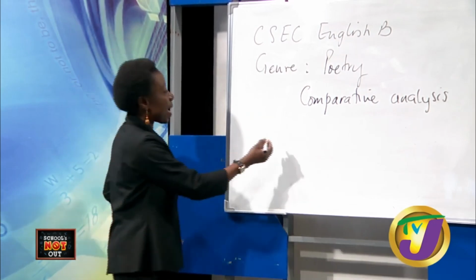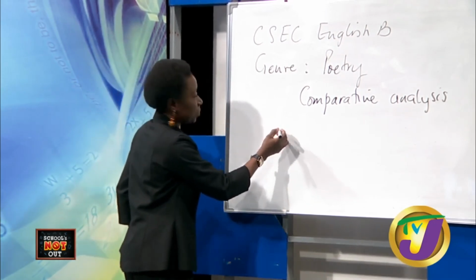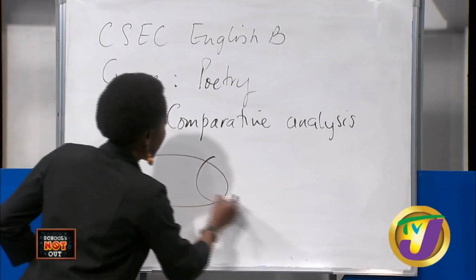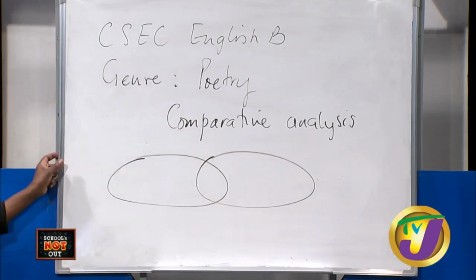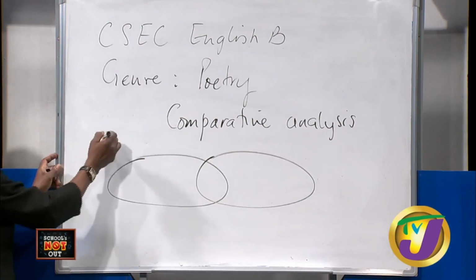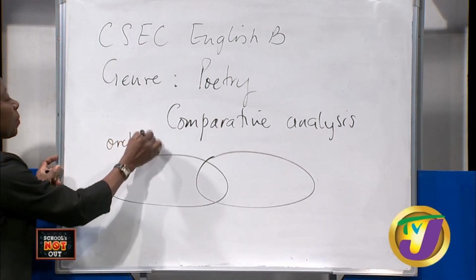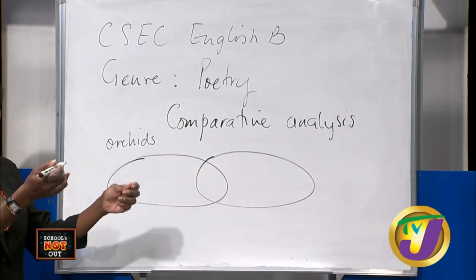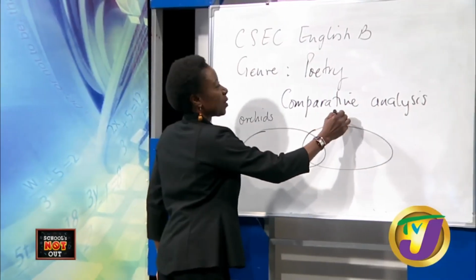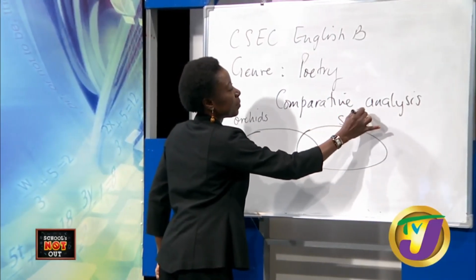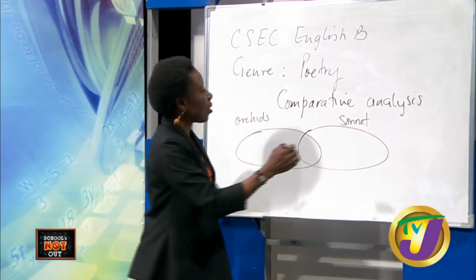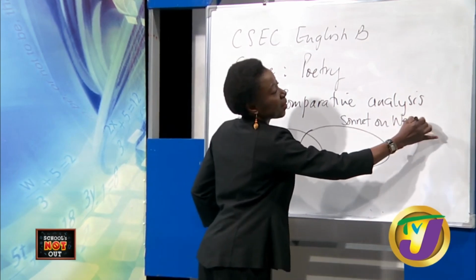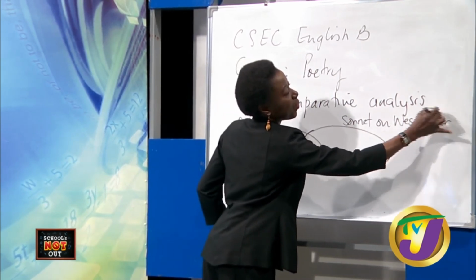So you're making your notes, and you have a Venn diagram. Let us work with what a Venn diagram looks like. And over here you have orchids. And over here you put something like sonnet on Westminster, you know, shorten it.